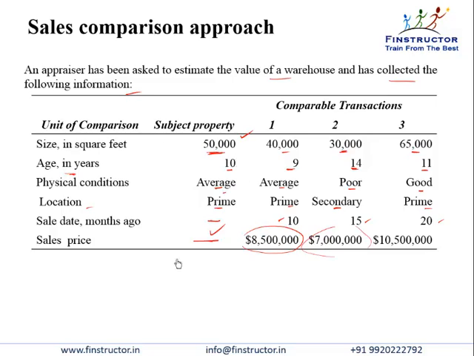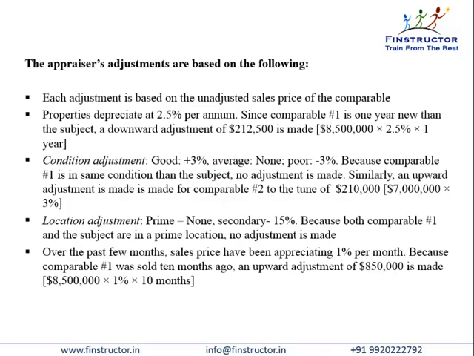So in the same question, some more data is given. That is, the appraiser's adjustments are based on the following. The appraiser is the person who is valuing this property and he would like to make the following adjustments. Each adjustment is based on the unadjusted sales price of the comparable. That is, whatever is the per square feet sales price of the comparable on which we will apply these adjustments.